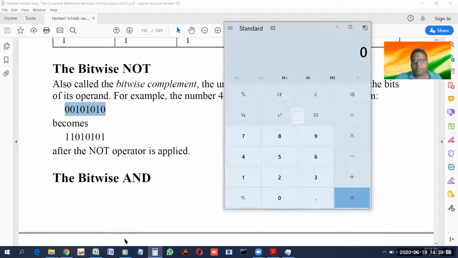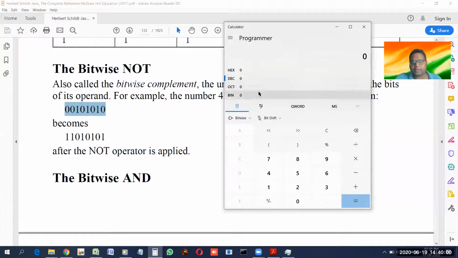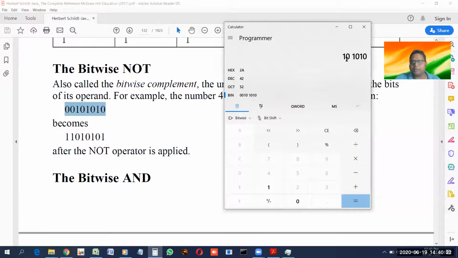In every computer, there is a calculator. You just change the standard calculator to programmer calculator and type any number like 42 and click binary. So this is the binary: 101010. Why are two extra zeros there? It is just filling the 8 bits of a byte. Total 8 binary digits are there.